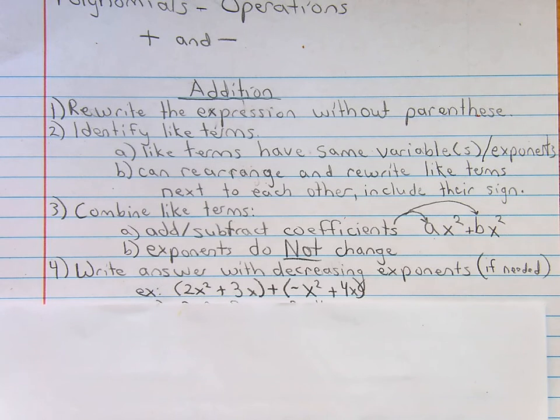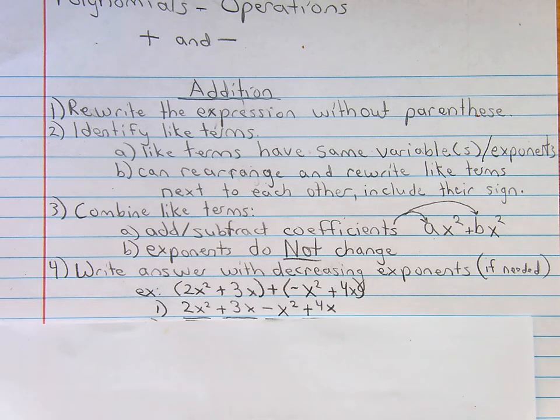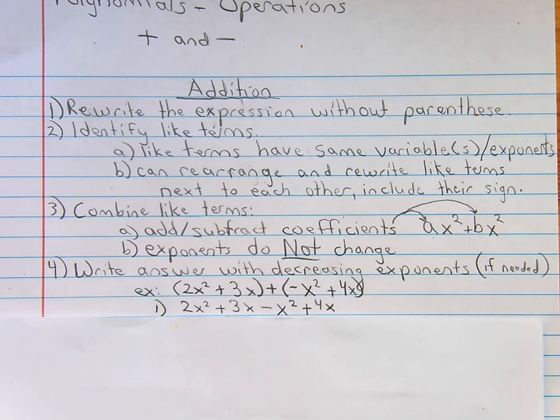So here is the example that we have. We have an addition of two binomials. And my step 1 says to rewrite it. So I did, without parentheses. Basically they just drop.